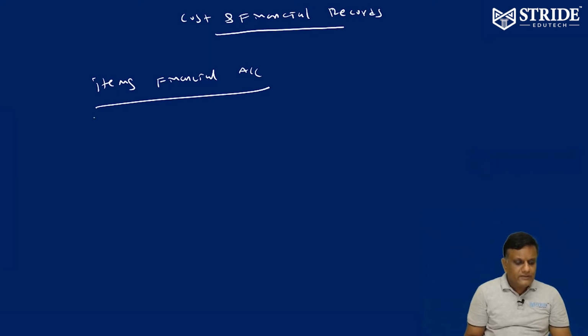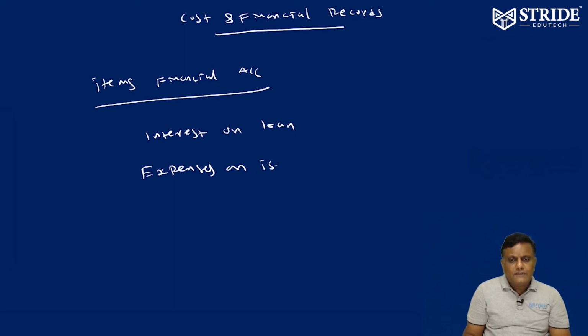Number 1, purely financial items. Interest on loan, items only in financial accounts. This is purely a financial expense. It is placed only in financial accounts, not in cost accounts. Next, expenses on issue of shares and debentures, including discount. It is to be placed only in financial accounts.